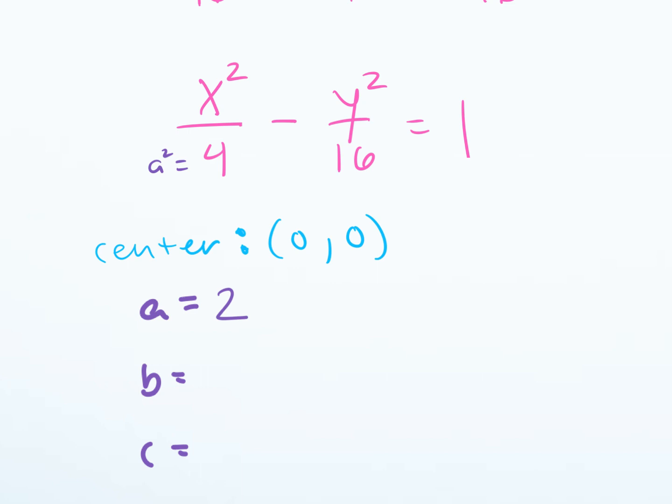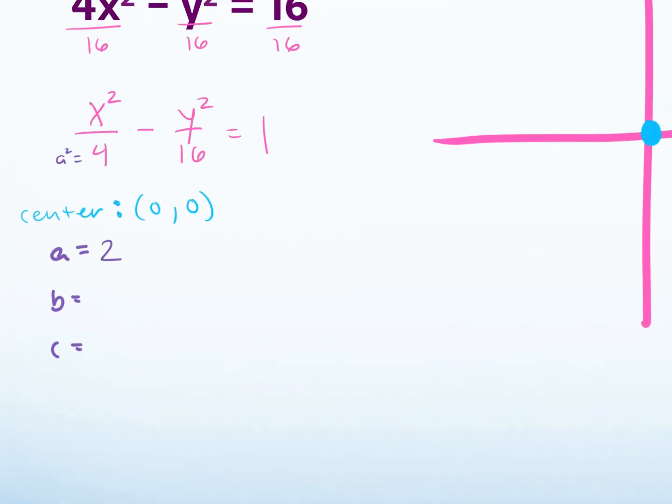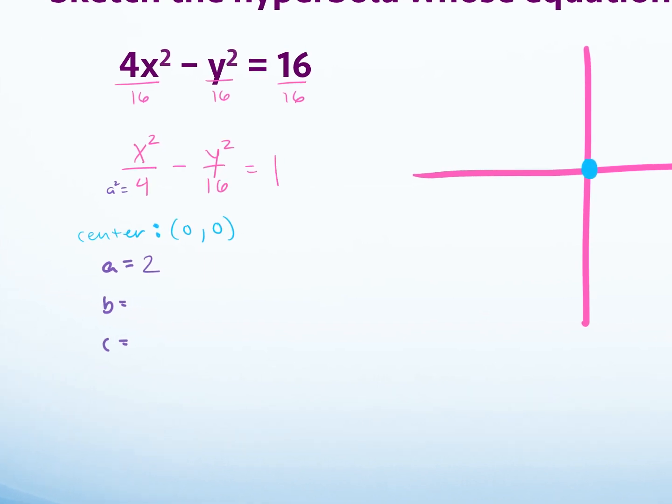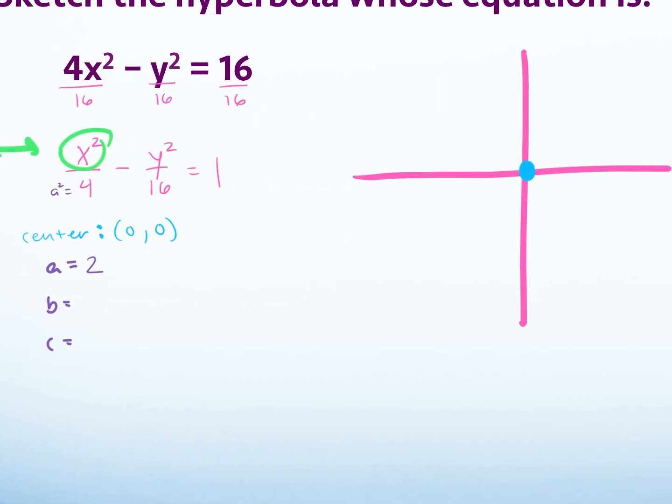What does a tell us? The distance from the center to the vertex. Am I going to go horizontal or vertical? What type of hyperbola do I have? Is the transverse horizontal or vertical? How did you know it's horizontal? Because the x is first, so we know our transverse is horizontal. So that means our vertices and foci are going to be horizontal. So I'm going to go 2 to the right and 2 to the left.